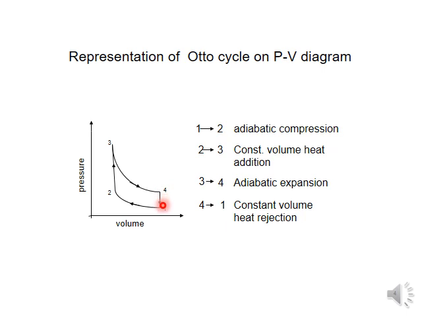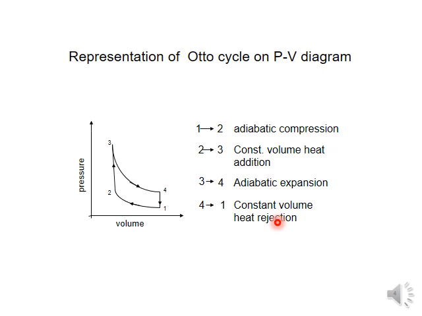So from the exam point of view, if they ask you to draw the PV diagram of the Otto cycle, you have to draw the diagram and you have to represent what happens in 1 to 2, 2 to 3, 3 to 4, and 4 to 1 also. Do not simply draw the diagram like this. After drawing the diagram, write: 1 to 2 is adiabatic compression, 2 to 3 constant volume heat addition, 3 to 4 adiabatic expansion, 4 to 1 constant volume heat rejection.